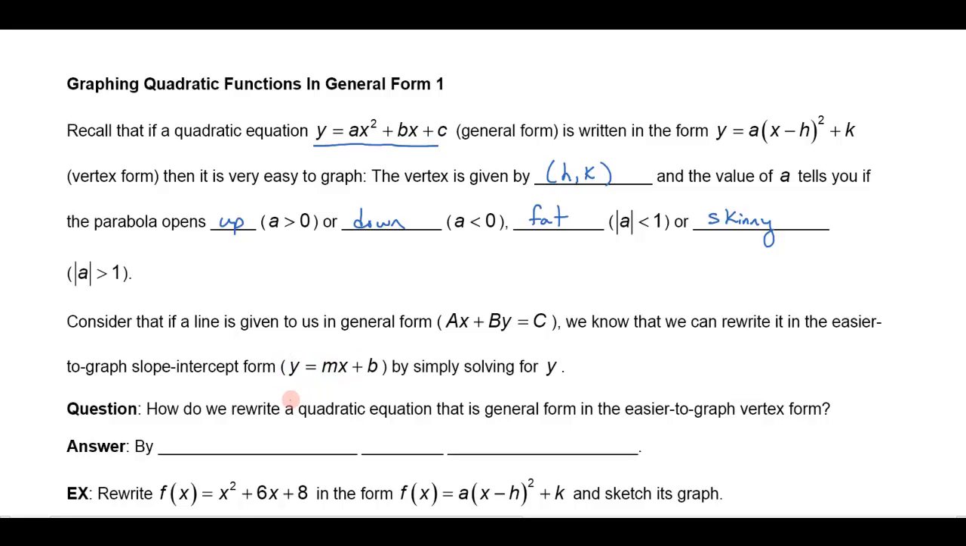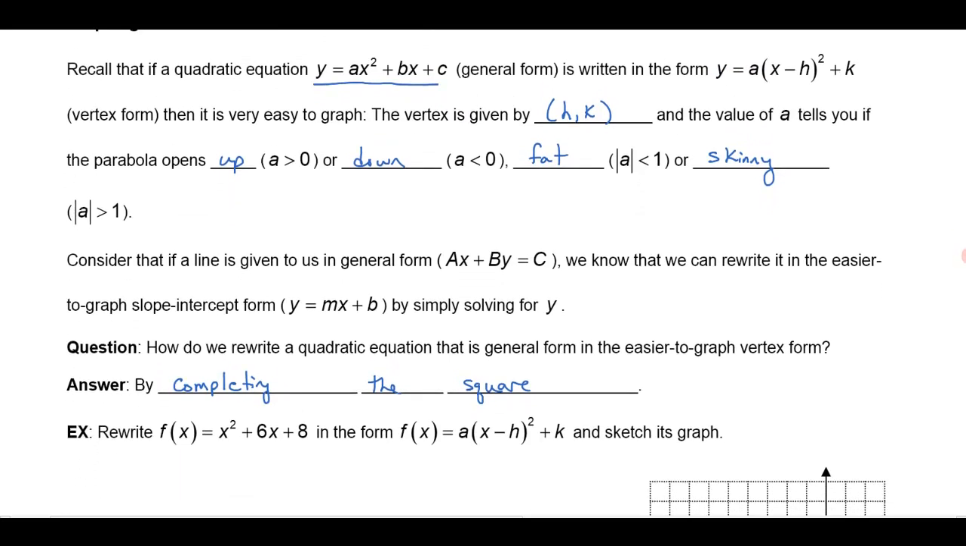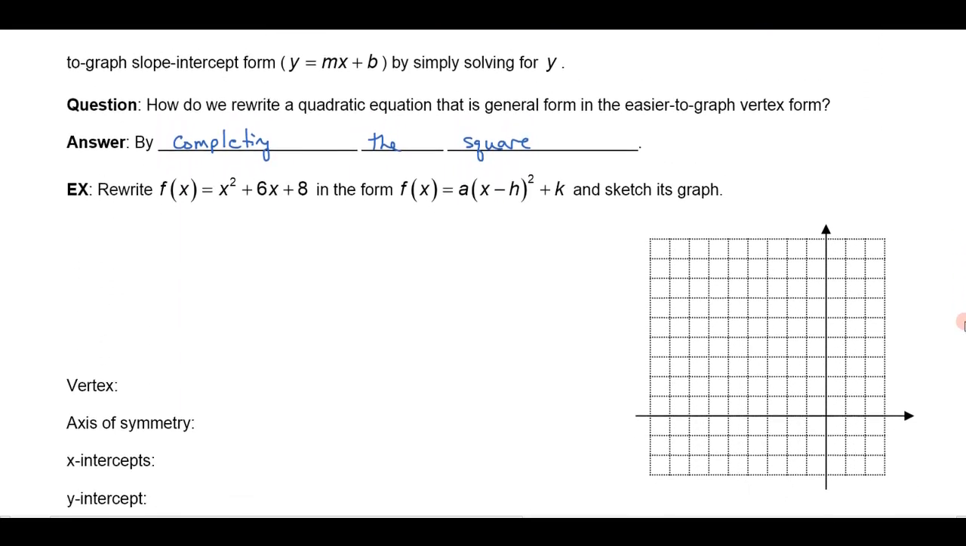Well, so again, the question is, how are we going to rewrite a quadratic equation like this that's in general form, in this much easier to graph vertex form? And the answer is by something we've learned before, completing the square. Now when we complete the square to rewrite a quadratic equation for the purpose of graphing it, there's a couple differences that we'll want to note here.